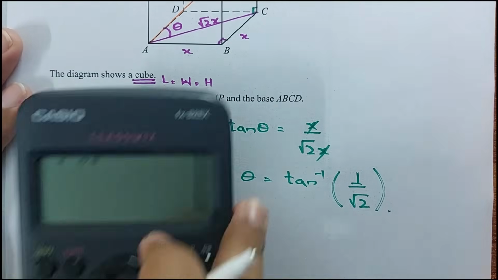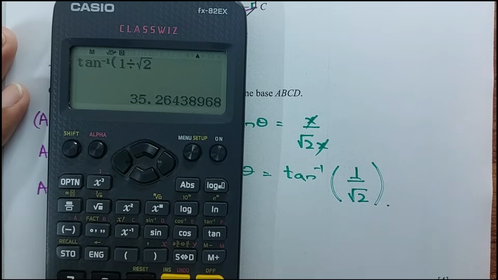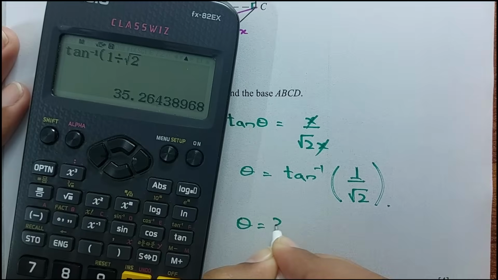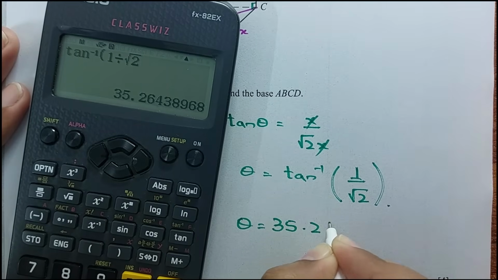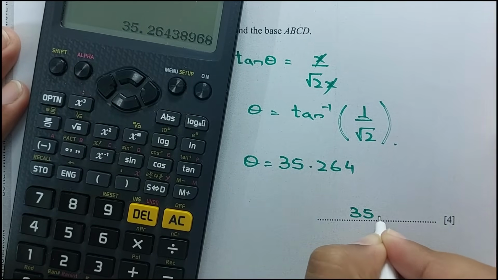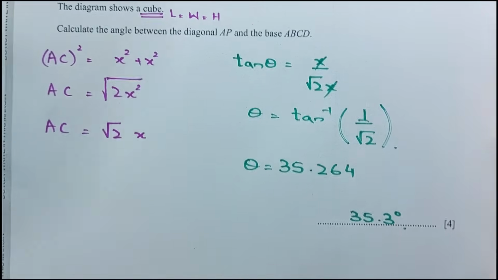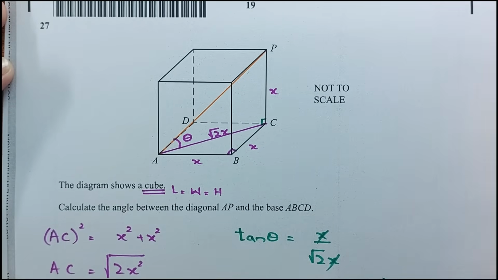Let me simplify. Okay, so tangent inverse of 1 divided by root 2, this angle is 35.26. So theta is 35.264, or rounded to 35.3 degrees. That is the angle that the diagonal makes with the base of this cube.